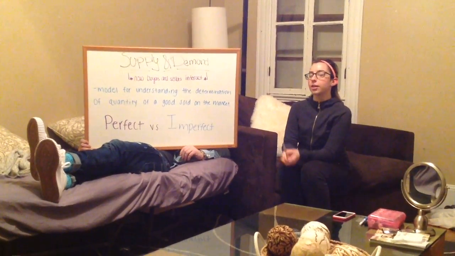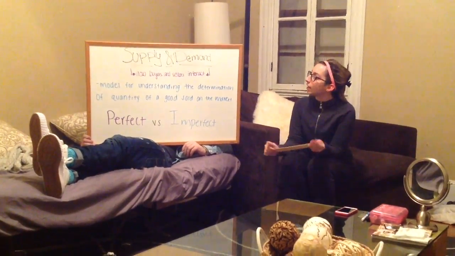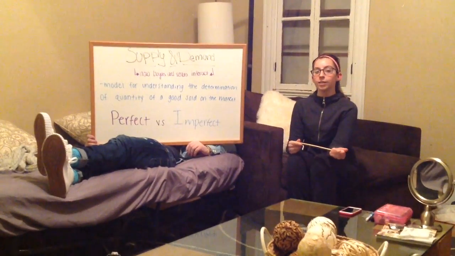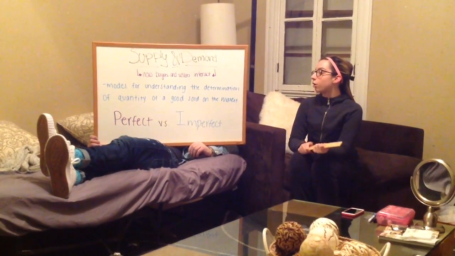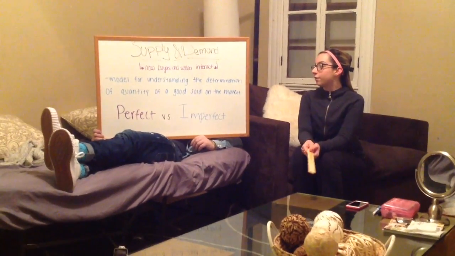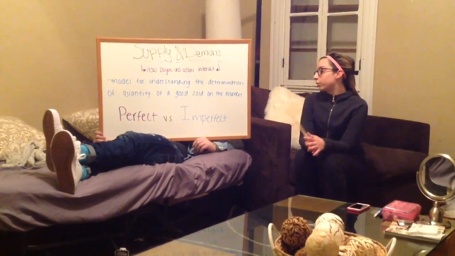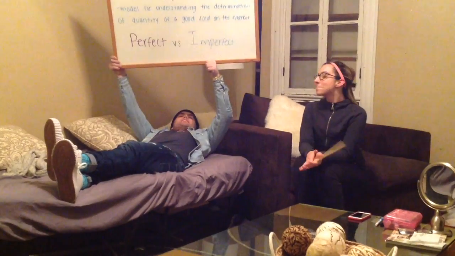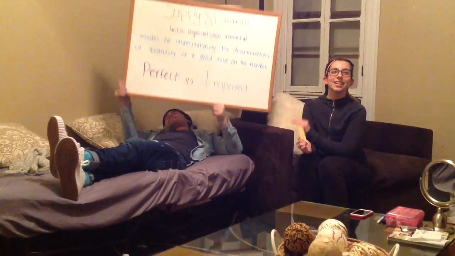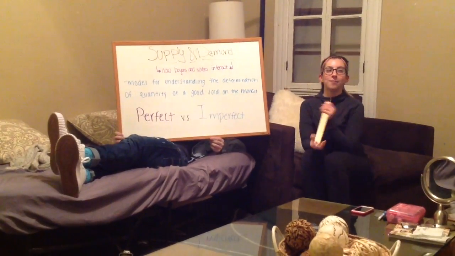So today we are talking about supply and demand and how buyers and sellers interact. Supply and demand is a model for understanding the determination of a quantity of a good sold on the market. Such as? An example would be the price of a new iPhone when it's released.